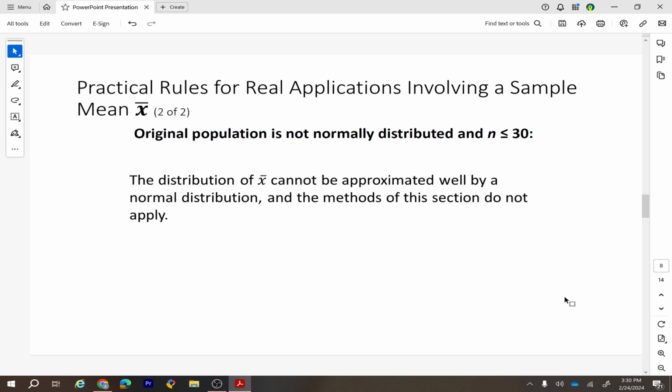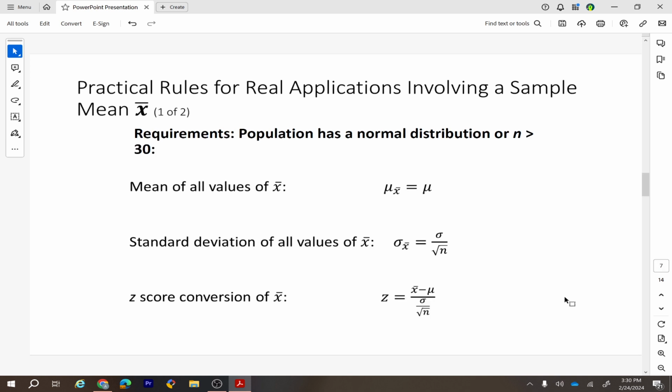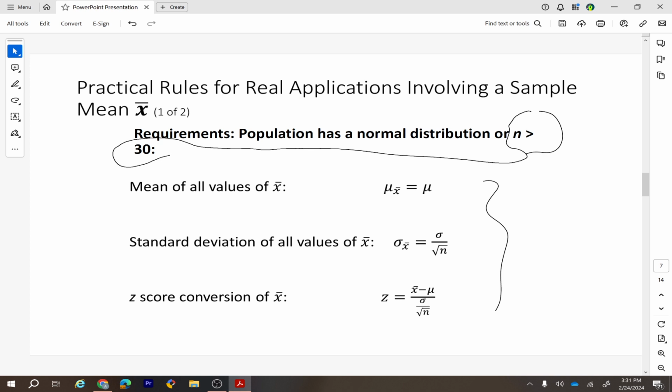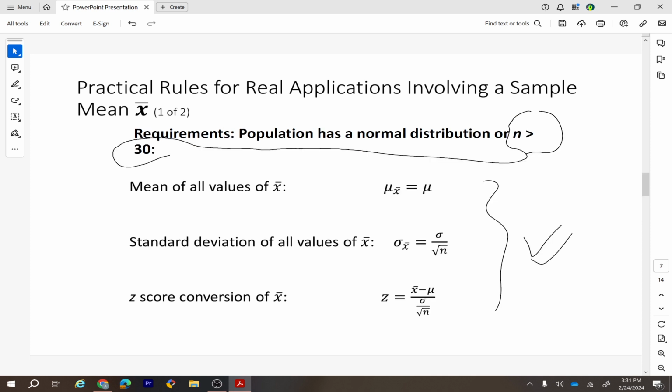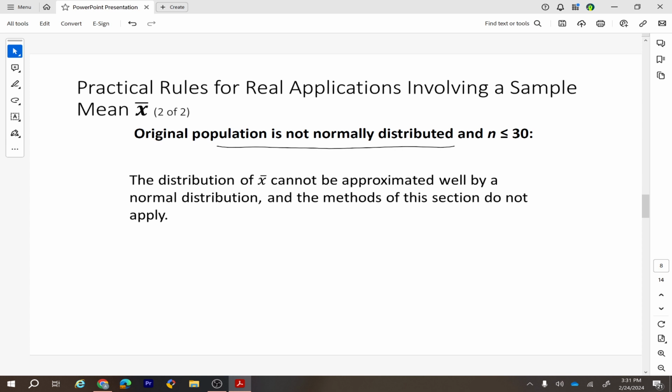Keep in mind these three things: whatever conversion we're doing is only possible if the population has a normal distribution, or the value of n, the sample size, is greater than 30. If the original population has a normal distribution, we can already do it, or if the sample size is greater than 30. If the sample size is less than 30, then we cannot use this formula. So whenever the population is not normally distributed and the sample size is less than 30, the central limit theorem cannot be used for this situation.